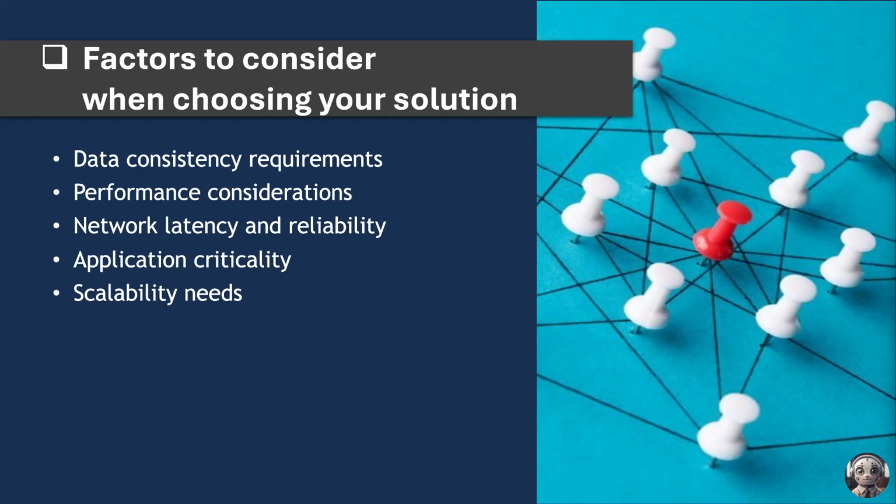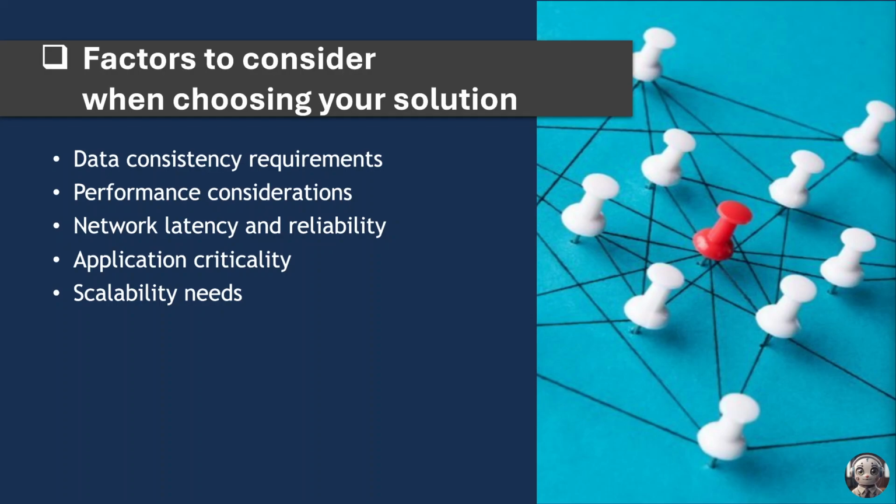Another crucial factor to consider is network latency and reliability. Understand the network conditions between your source and target systems and determine whether they can support the synchronization requirements of your chosen replication method. Think about the criticality of your application. Are you dealing with mission-critical systems where even the slightest delay or risk of data loss is unacceptable? Or are you replicating data for less critical applications where occasional delays or minor inconsistencies are tolerable?